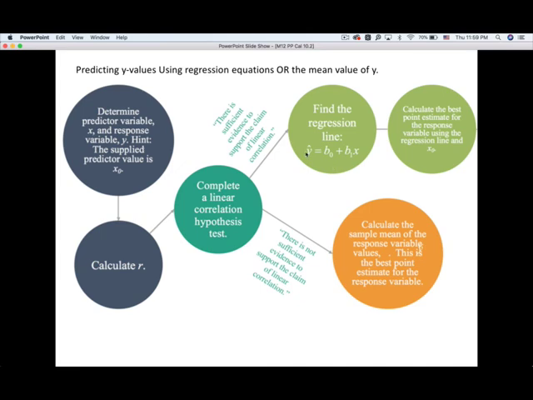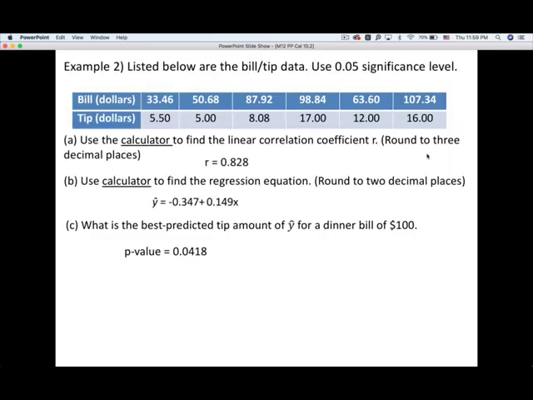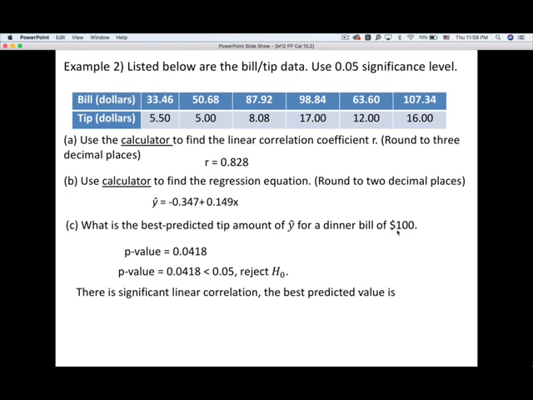So now we're gonna find the regression line. We already have the regression equation. Now we're gonna calculate the best point estimate for the response variable using the regression line and the X naught. This is using the given value of X. So the given X equal to 100, we're gonna plug into the regression equation. Use the calculator. Your tip amount of the Y hat should be 14.553. Okay, it's just 14.55.